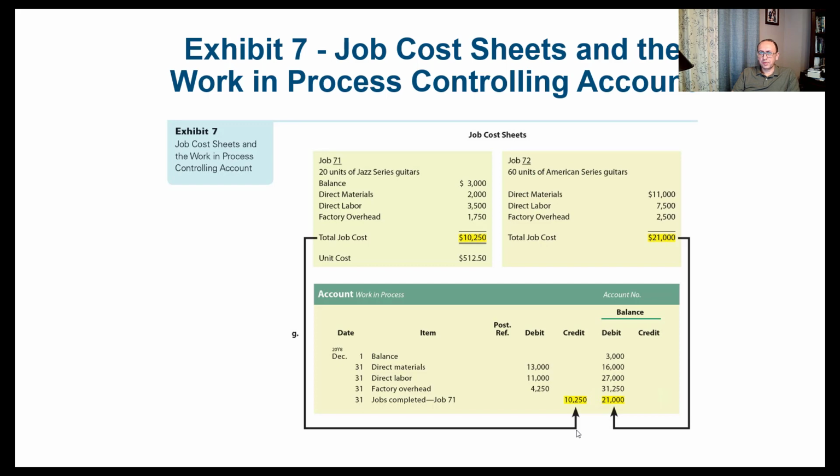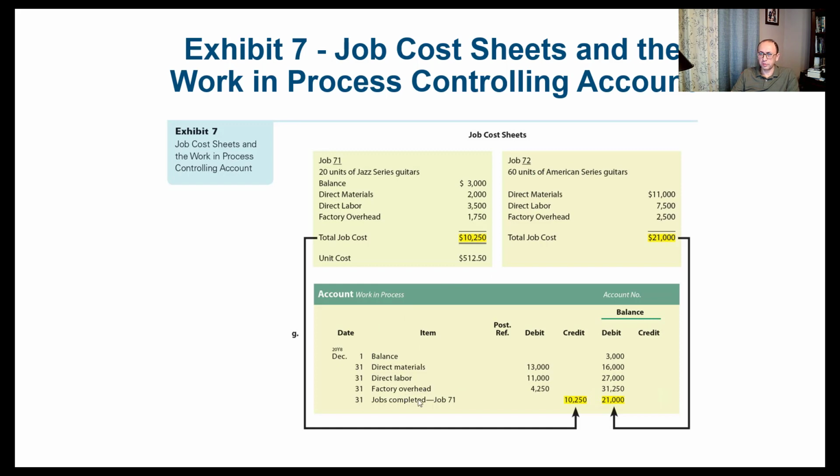So now let's see a job cost sheet and the work in process controlling account. So remember, we had Job 71, which has been finalized. Job 72, we're still working on it. So the Job 71, the total job cost, including the beginning balance, direct material, labor, and factory overhead, turned out to be $10,250. We had 20 units, so if we divide $10,250 by the 20 units, the unit cost is $512.50.